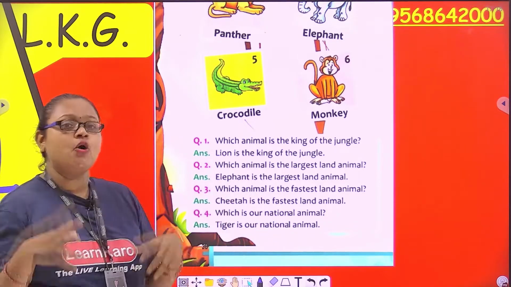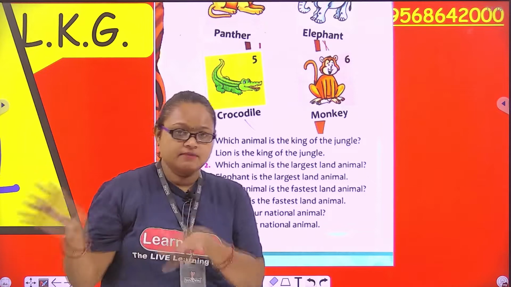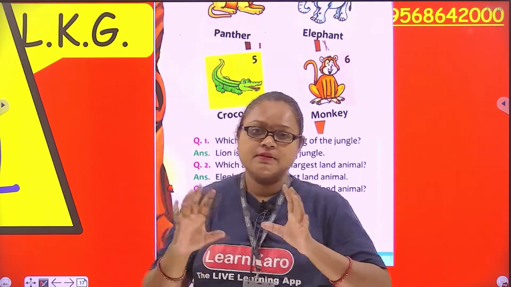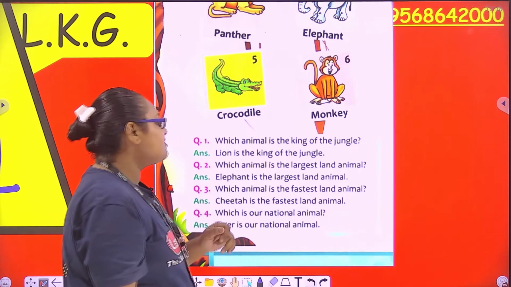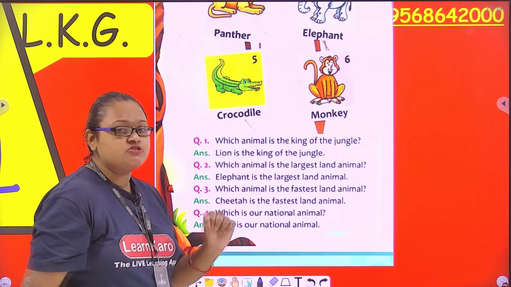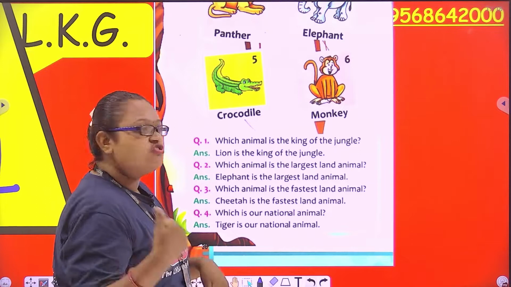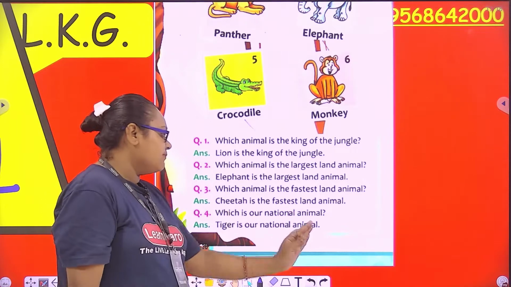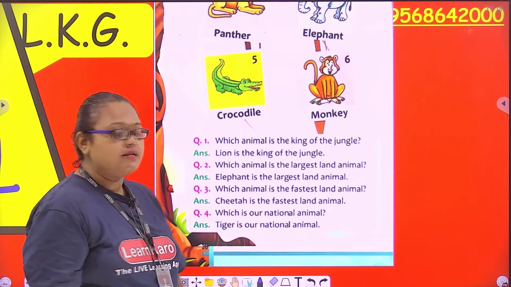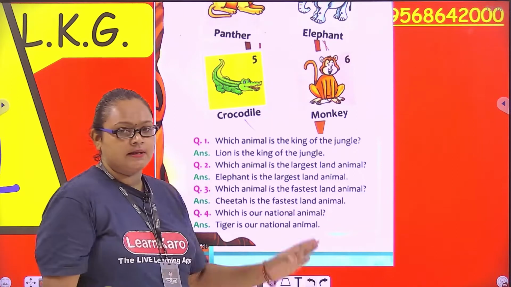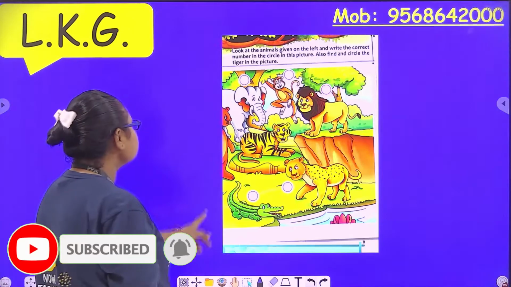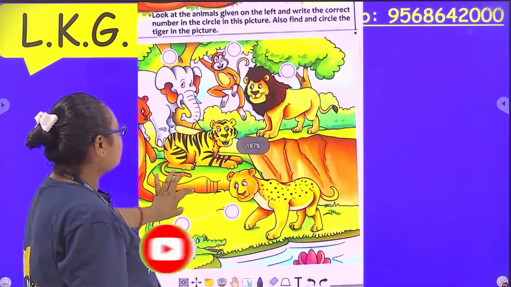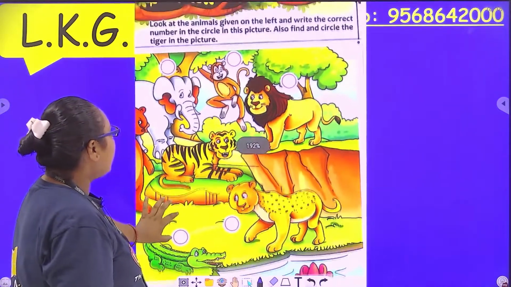Land animal means jo land pe rehta. Water animal mein alag hota. Water animal mein whale is the largest animal. Which animal is the fastest land animal? Fastest means jo sabse zyada tez daudta hai. Cheetah is the fastest land animal. And our national animal is tiger. Hamara national animal kaun hai? Tiger. So there is one activity given based on the wild animal.